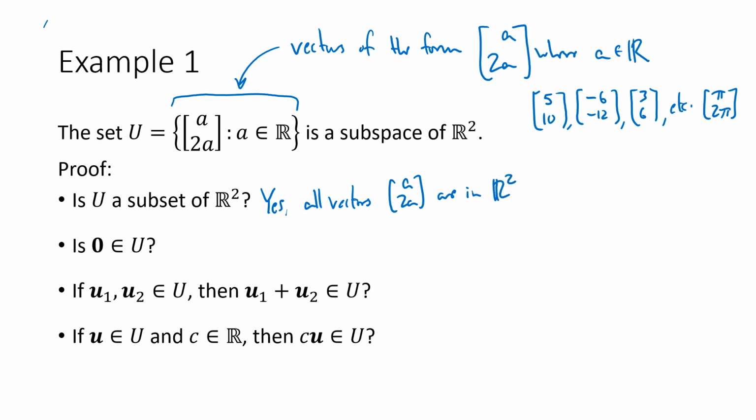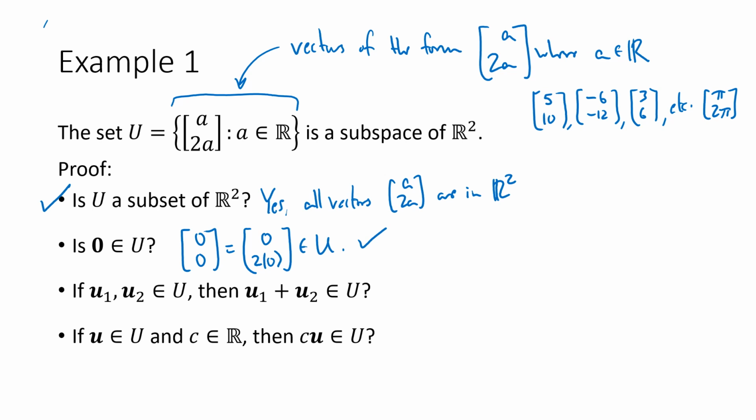It's pretty easy to get into R2. All you have to do is have 2 entries, and all of these vectors have 2 entries. So the second, third, and fourth things here, those are the ones that are going to require a little bit more work. So is the 0 vector in my set capital U? Does the 0 vector look like the form (a, 2a) for some real number a? Well, hopefully you see that yes, it does, because I can write a equaling 0, and 0 and then 2 times 0 as my 2 entries. That's going to be in my set U. So I should say here is actually an element of capital U.